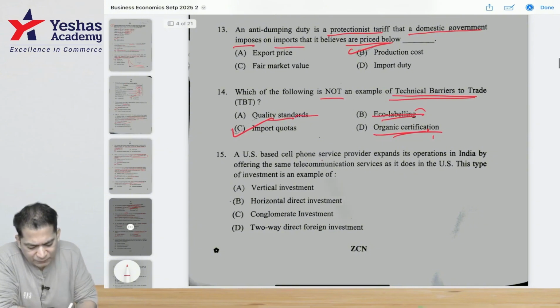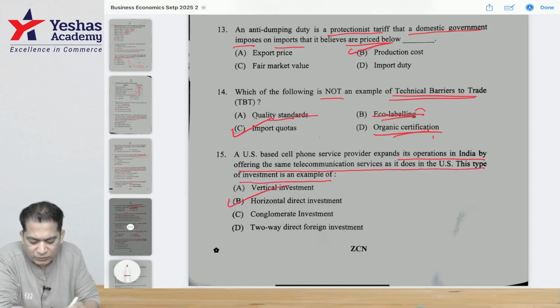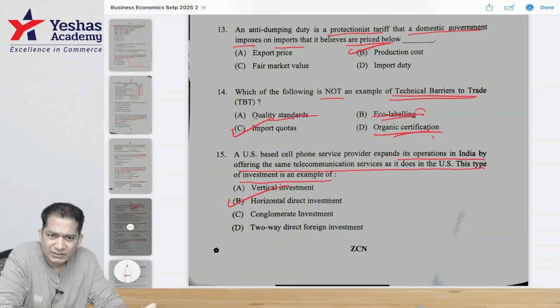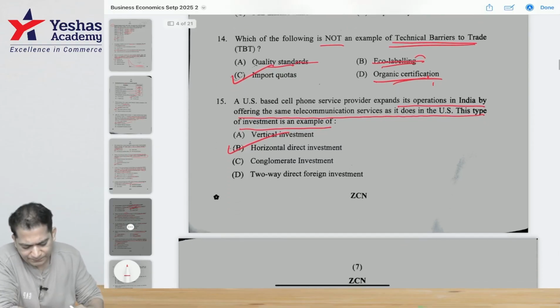A US-based cell phone service provider expands its operation in India by offering the same telecommunication service as it does in the US. This type of investment is an example of horizontal direct investment. When a company invests in another business which produces the factor input, that is vertical. And when two unrelated businesses invest in one another, they are conglomerate.